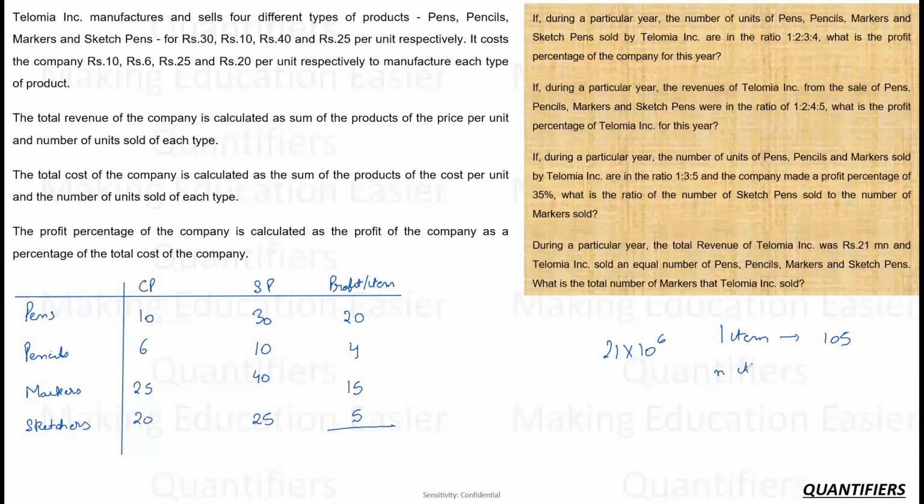Let's say n items are sold of each item. In that case, what is the total revenue? 21 into 10 raised to power 6. So what is n here? N is nothing but 21 into 10 raised to power 6 upon 105. So that comes to 2 into 10 raised to power 5. So n comes out to be 2 lakh. That is our required answer.